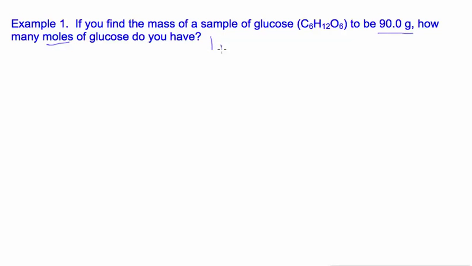1 mole equals molar mass. So this means we need to find the molar mass of glucose. So let's look at our periodic table.